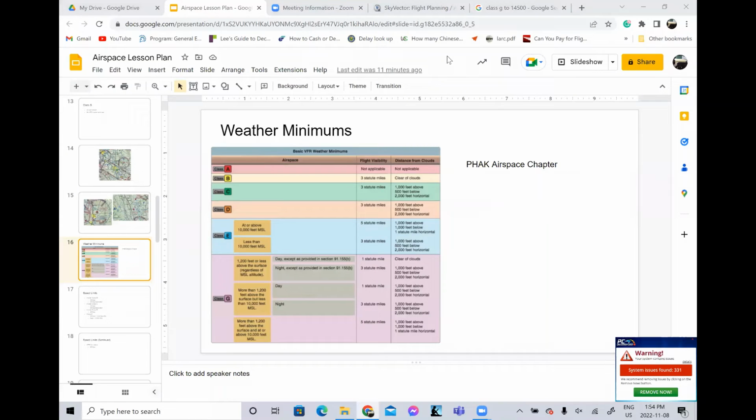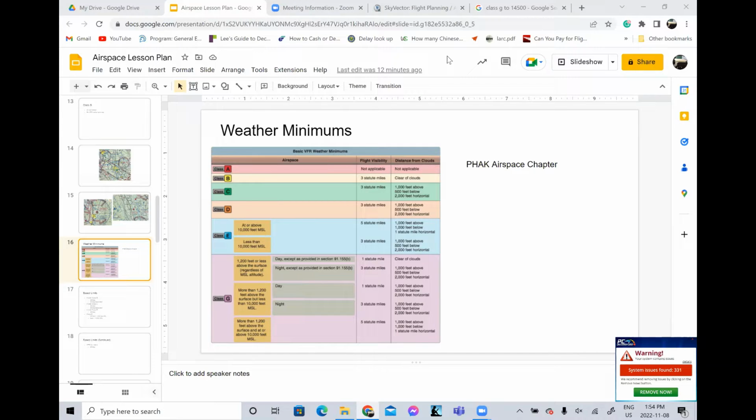So the next item we're going to cover is the weather minimums to fly through class Alpha, Bravo, Charlie, Delta, Echo, and Golf. So let's start with class Alpha. There are no weather minimums. You have to fly IFR.